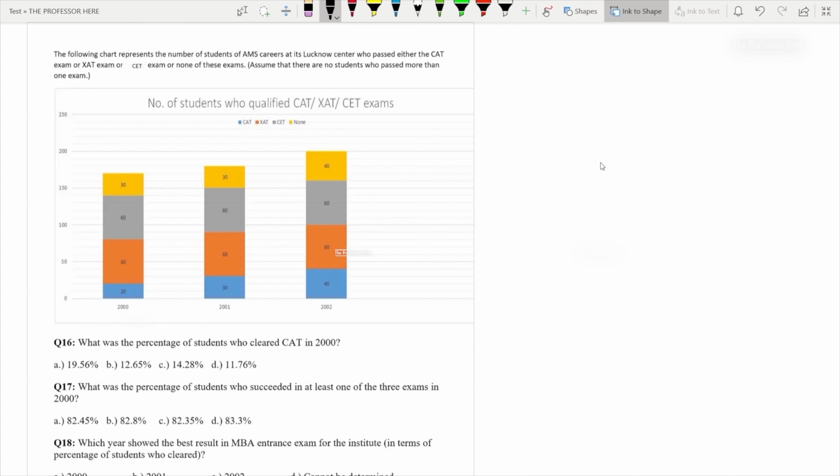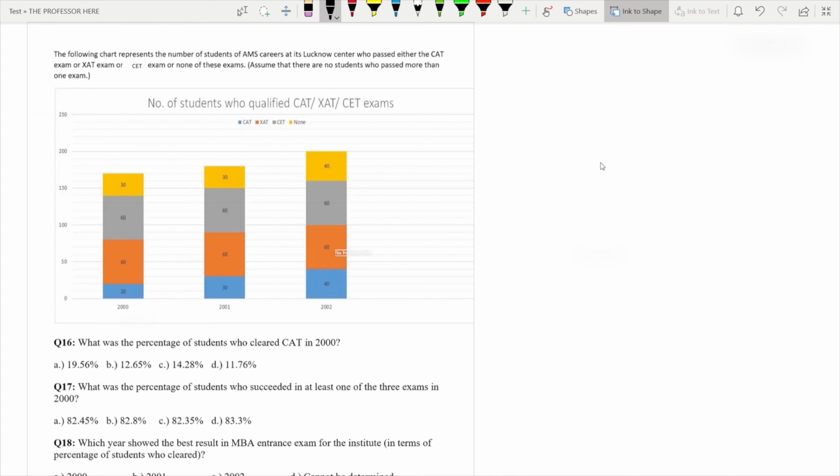Let's look at how it is done. In the year 2000, you have 20 students who have passed CAT. And then from 20 to 80, there is 80 minus 20, 60 students who passed XAT. 140 to 80, there is 140 minus 80, 60 students who passed CET. And yellow represents the number of students who have not qualified for any of the exams, which is 140 to 170. So 170 minus 140 is 30. Okay, so this is how you read the graph. So I hope you understood. Since this is a very simple question, I am not drawing the table. You can draw the table if you find the question to be hard.